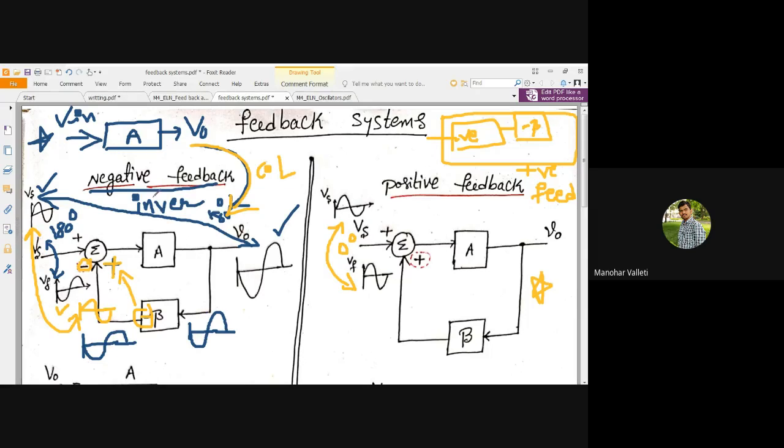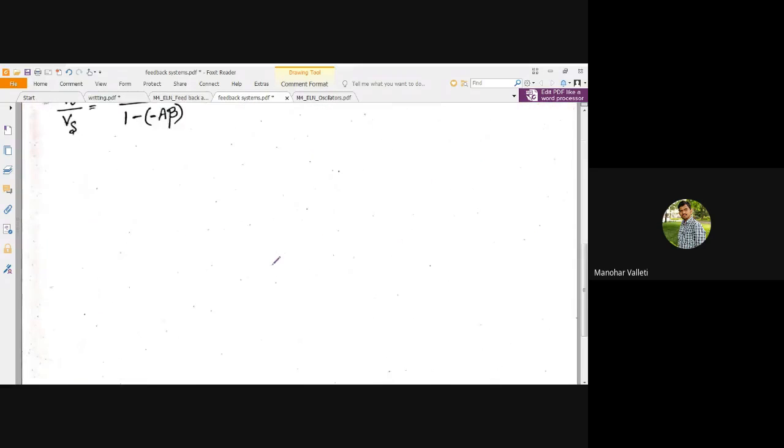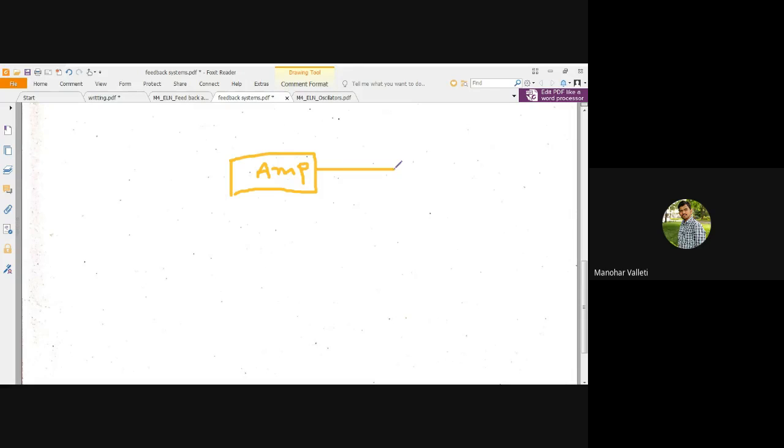Now we have some more advantages. So this feedback amplifier I will use now. Oscillator means amplifier with positive feedback. Oscillator: amplifier with positive feedback.